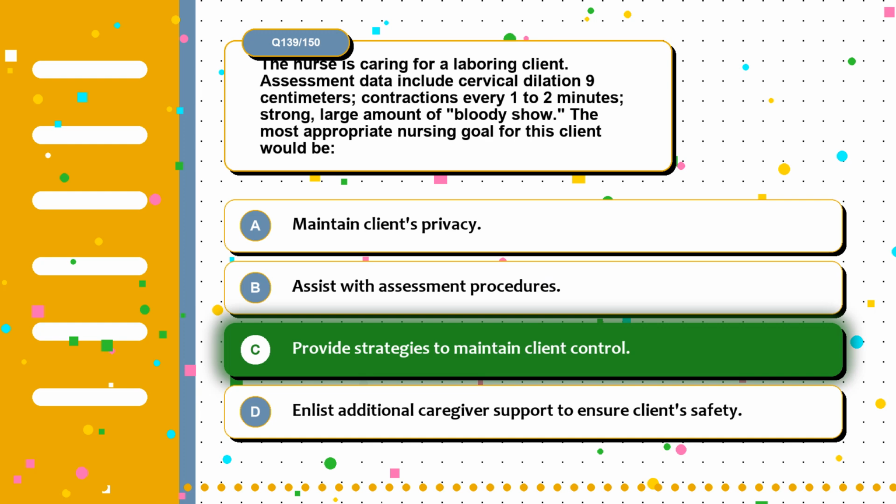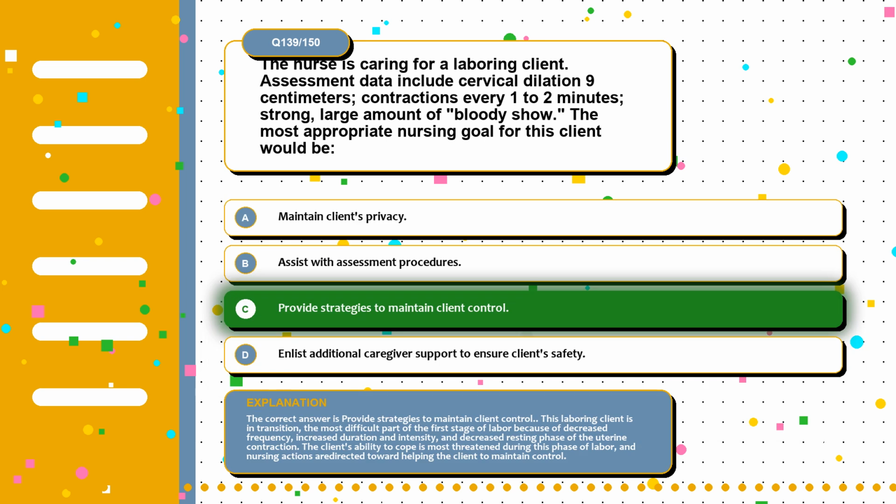The correct answer is option C. Provide strategies to maintain client control. The correct answer is provide strategies to maintain client control. This laboring client is in transition, the most difficult part of the first stage of labor because of decreased frequency, increased duration and intensity, and decreased resting phase of the uterine contraction. The client's ability to cope is most threatened during this phase of labor, and nursing actions are directed toward helping the client to maintain control.